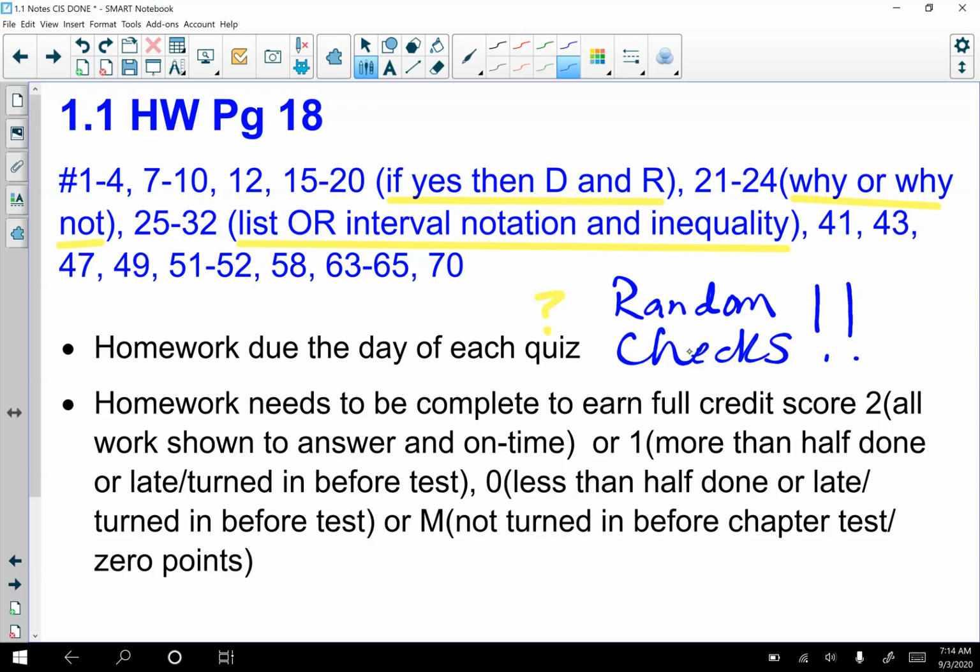Make sure that you're putting in your time on the day that I'm giving these to you. Homework needs to be complete to earn full credit and scored with work. If there's no work, there's no credit. 2 is the most you can get. It says all work shown to answer and on time. And a 1 if it's more than half done or late, turning in before the test. 0 is less than half done.